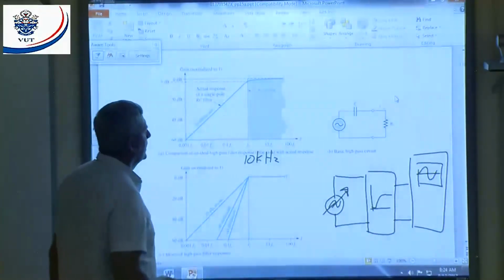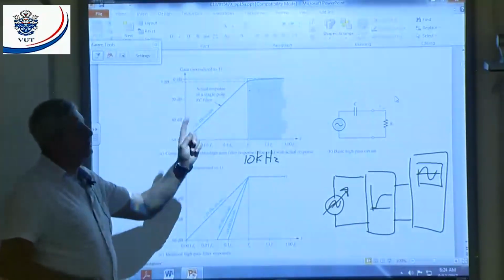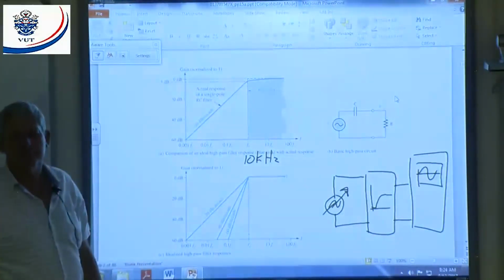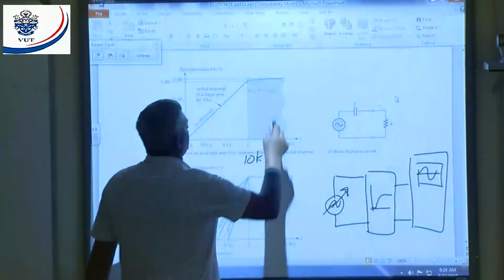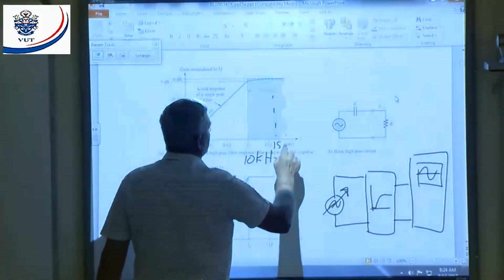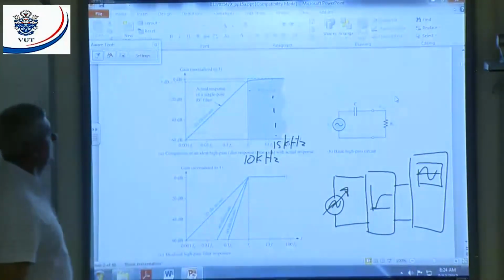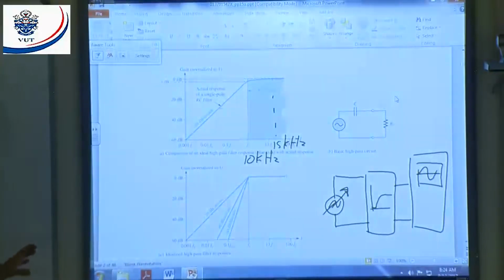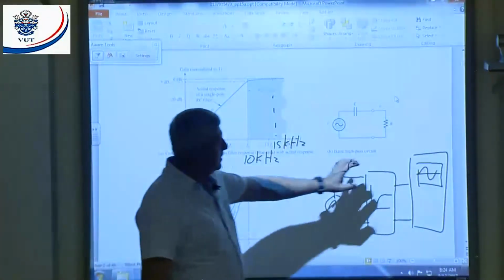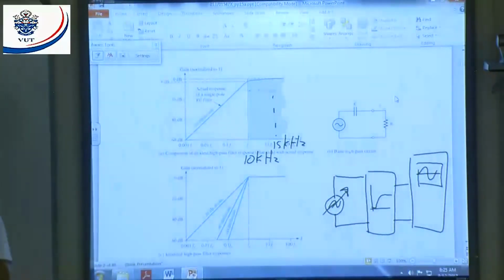All right. But now, what will we do? Will we go to lower than 10 or higher than 10? We will go higher than 10. Let's say we go here, around about 15 kilohertz. All right. Now I'm at around about 15 kilohertz. And now again, I will set an amplitude of around about 10 divisions, all right? That'll be my amplitude, around about 10 divisions.